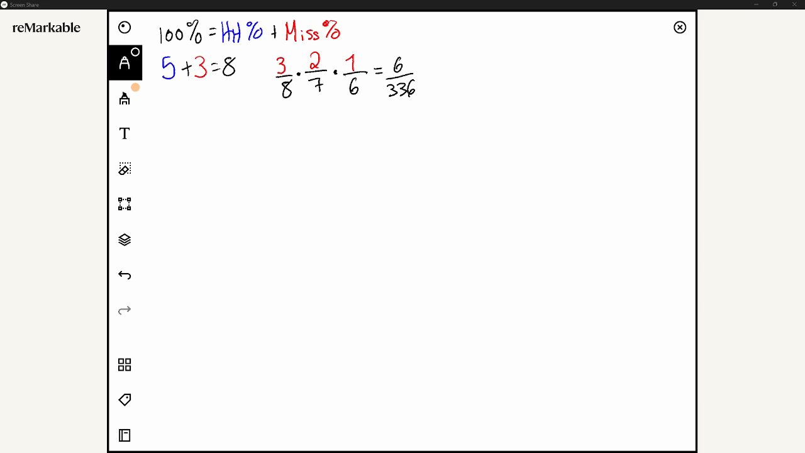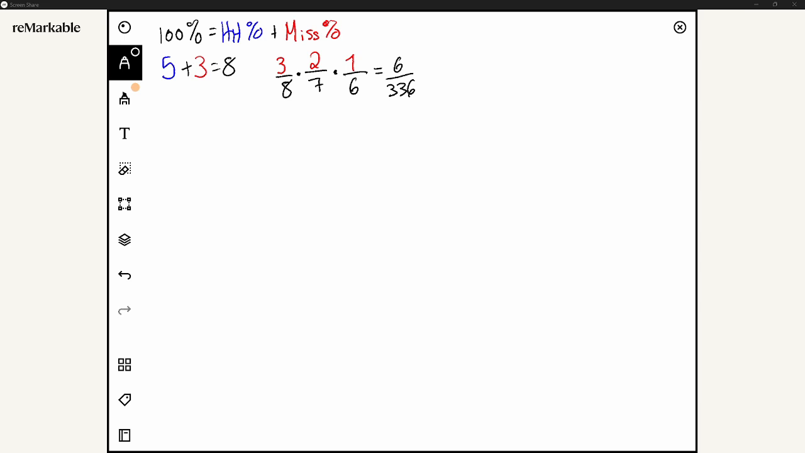And then in terms of figuring out the multiplication, 3 times 2 times 1 is obviously 6. 8 times 7 times 6, well, 8 times 6 is 48, really close to 50. 50 times 7 is 350, and then we take away 2 copies of 7, we've got 336. Therefore, we have 6 out of 336.